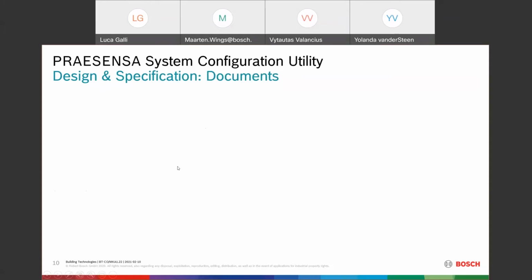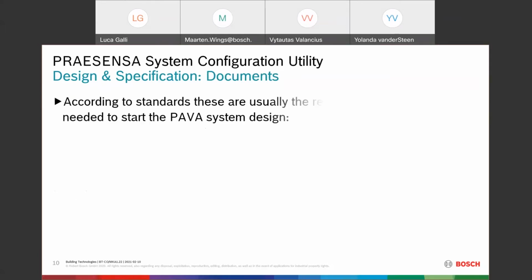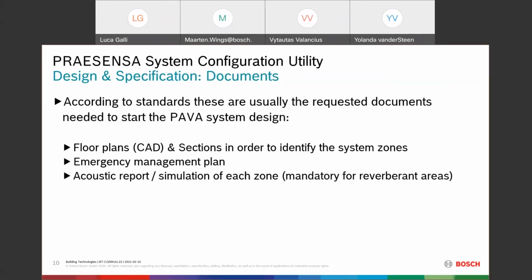Starting from the prescriptions in these standards, we have to get the right documents in order to start the system design. For a correct acoustic approach, we need the floor plans, usually in DWG, so CAD drawings. We also need sections in order to understand the volume we have to cover with speakers, and to identify the system zones.